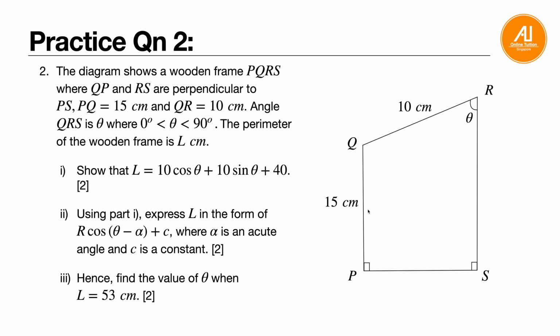Next, question 2. The diagram shows a wooden frame PQRS. This is 15 cm, this is 10 cm, and the perimeter of this wooden frame is L. So all 4 sides add up must be equal to L. First part, show that L equals 10 cosine theta plus 10 sine theta plus 40. The second part, you use the R formula. And last part, find the value of theta when L equals 53 cm.